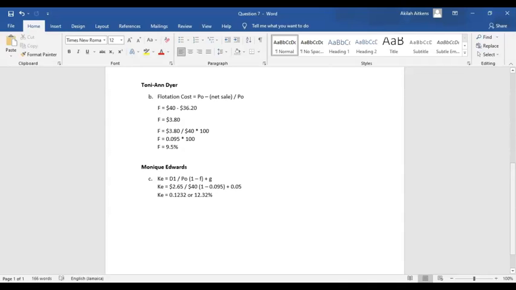F equals $40, which is P0, that means the price at which the stock now sells, minus the 36.20, which is the net sale that was given in the question. F is now equal to 3.80 divided by $40, times 100. So the flotation cost is now equal to 9.5%.